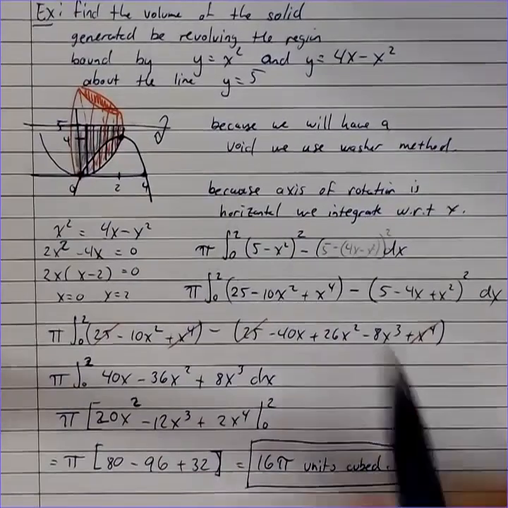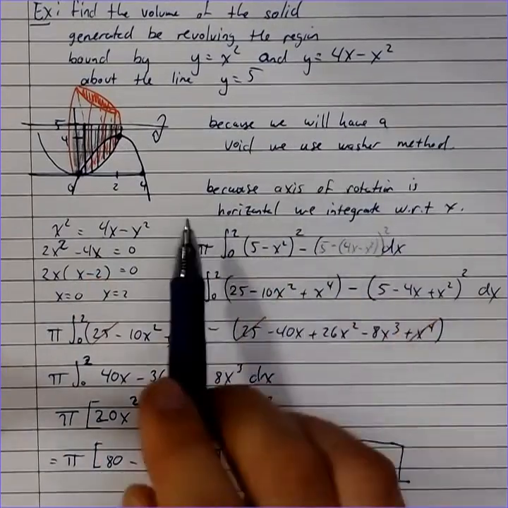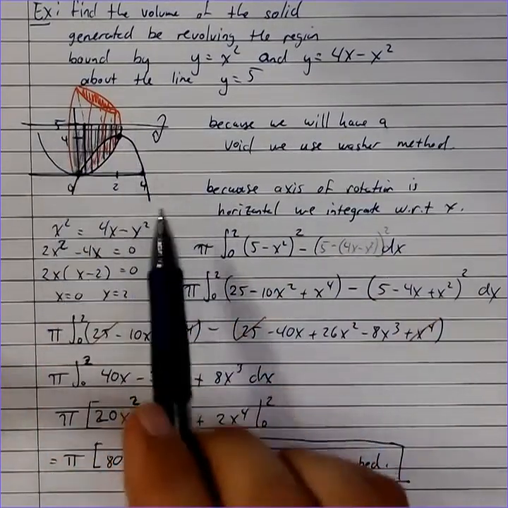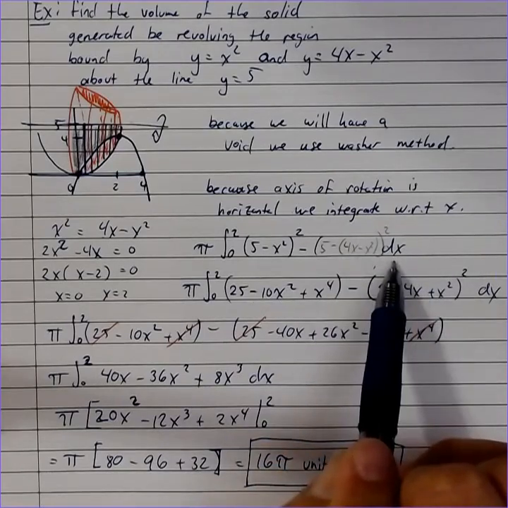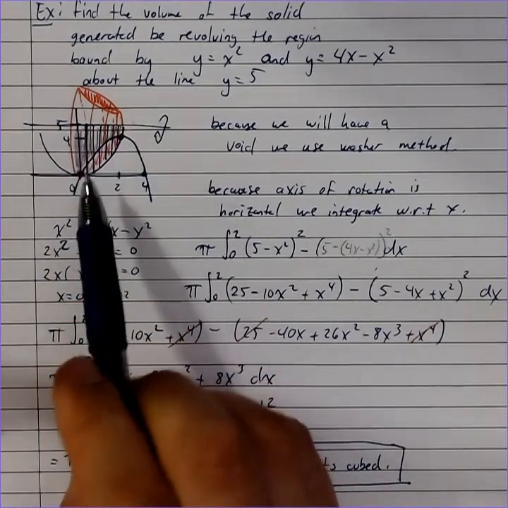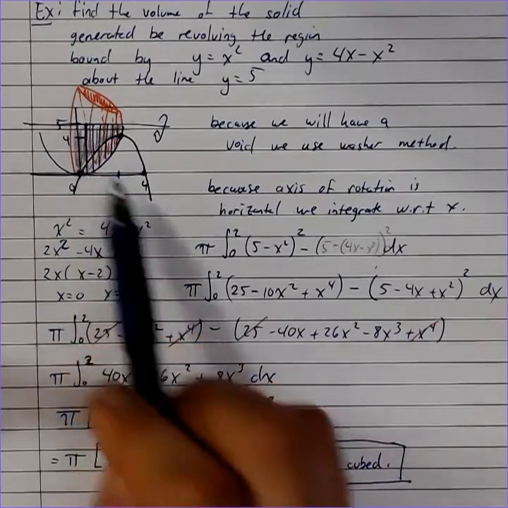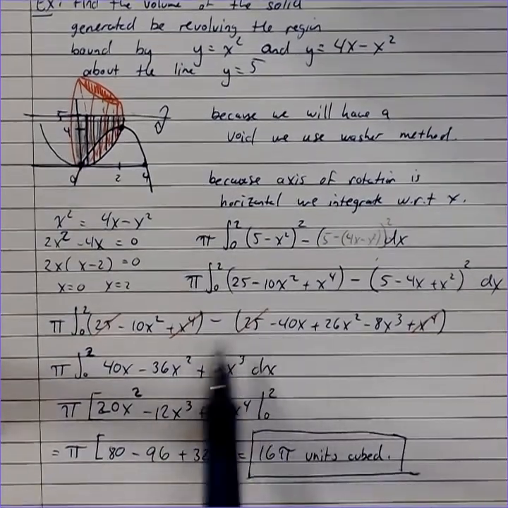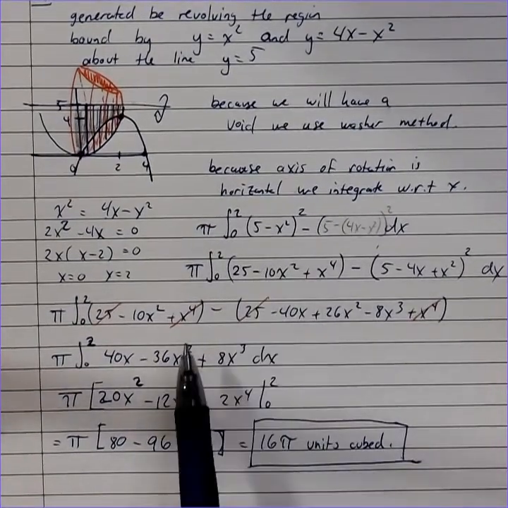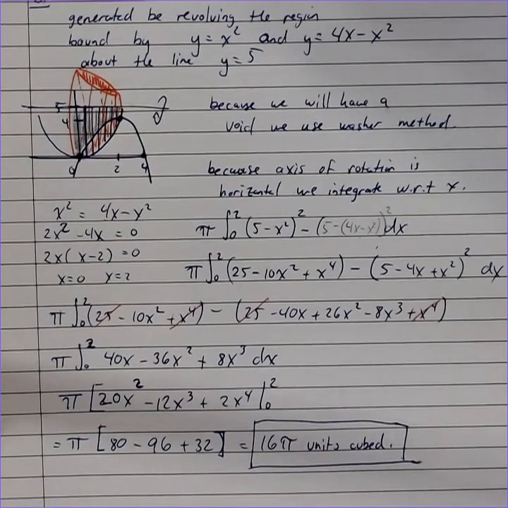All right. Note, whether or not it has a void tells us to use either the disk or the washer method. And the direction of the axis of rotation tells us which variable of integration we're going to use, x or y. The distance from the axis to the outer edge goes first, then squared, minus the distance to the inner edge goes next, then squared. Do some expanding, and then we integrate. Once we integrate, we end up with our volume in units cubed. And that's it for the section.